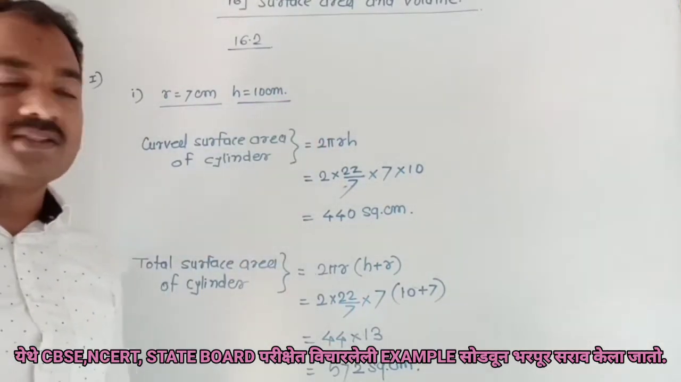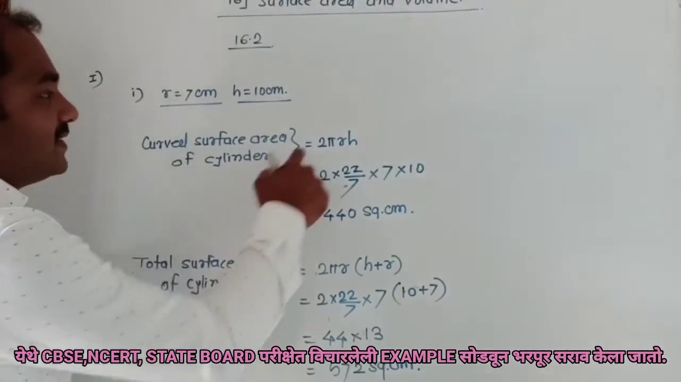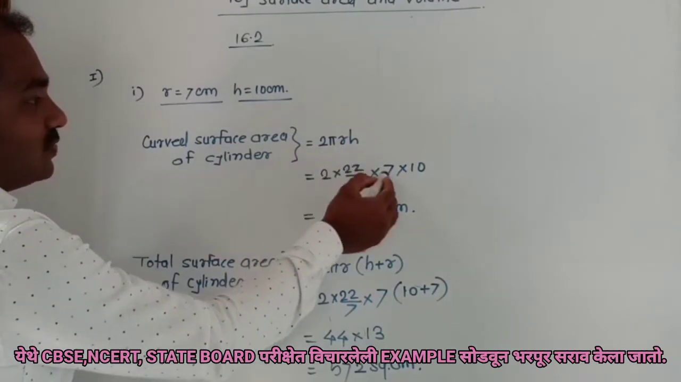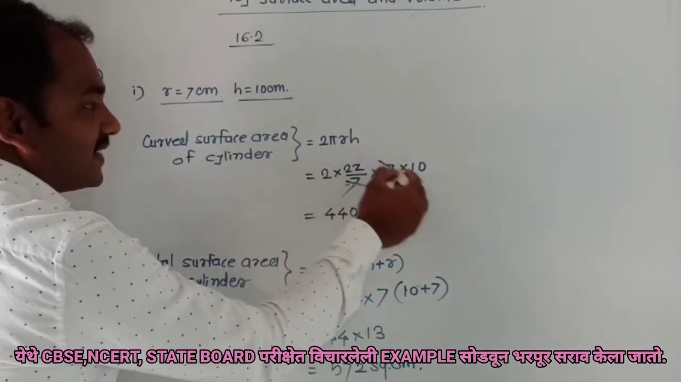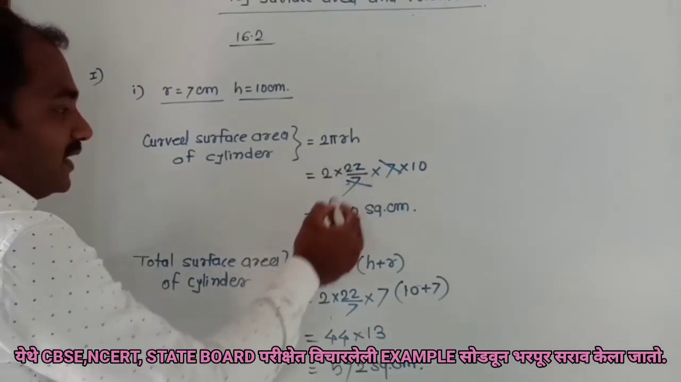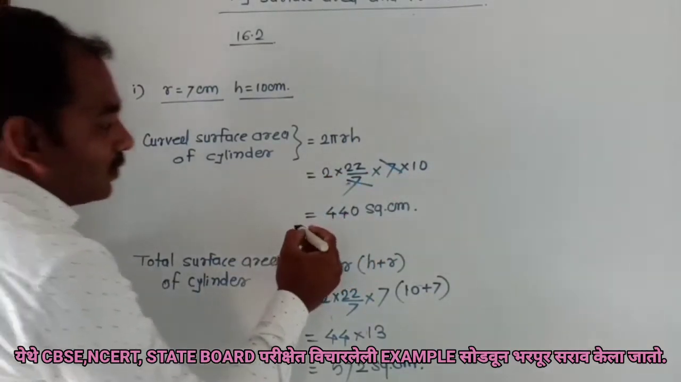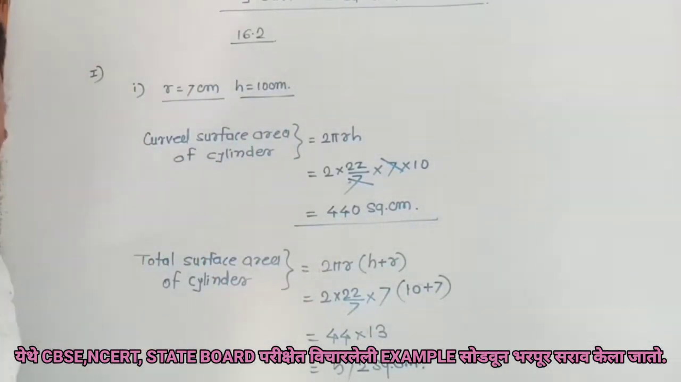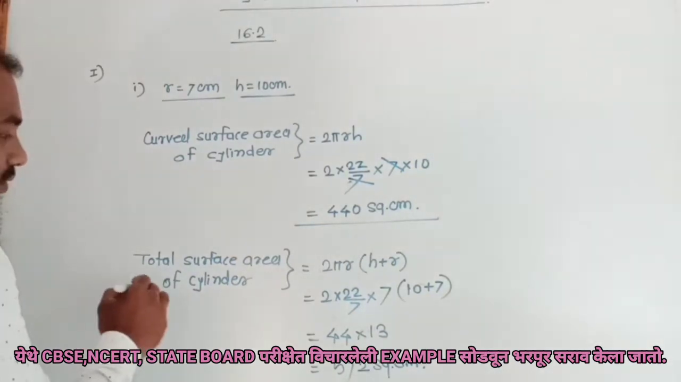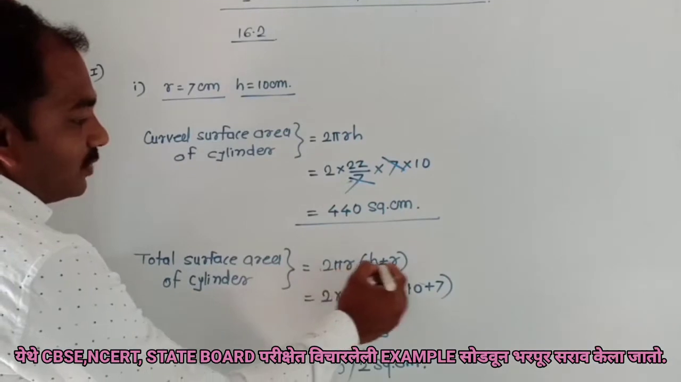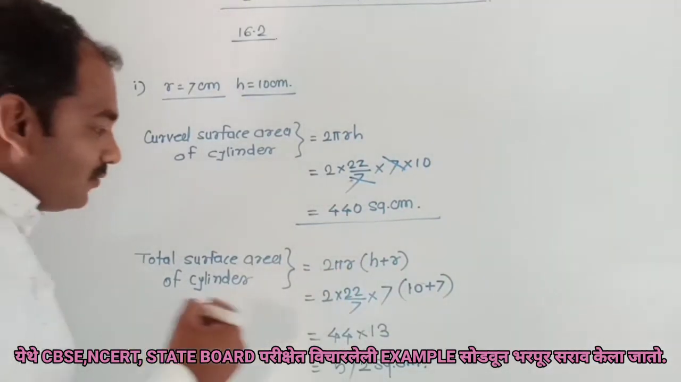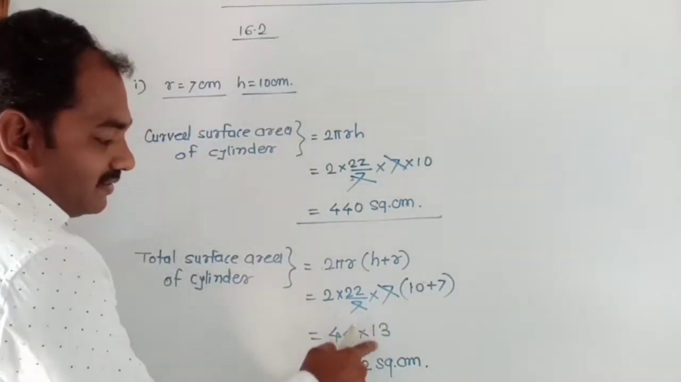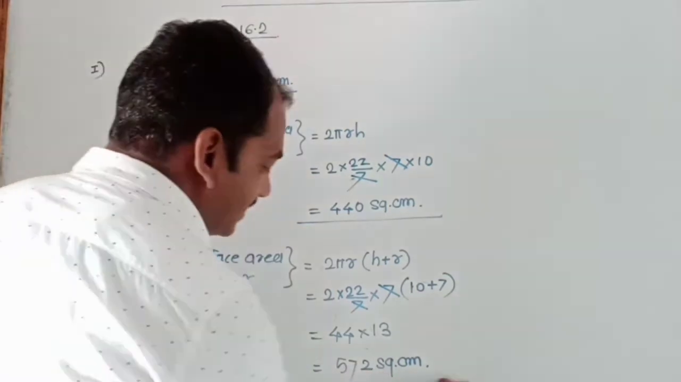So we know the formula for the curved surface area of the cylinder, that is 2 pi r h. Put the values: 2 as it is, 22 by 7, into 7, into 10. So we cancel this 7. So 2 times 22 is 44, and multiply with 10, that is 440 square centimeter is the curved surface area of the cylinder. Now we know the total surface area of the cylinder is 2 pi r into bracket h plus r. Now for this we again cancel this 7 here. 44 multiplied by 13 is 572 square centimeter, which is the answer.